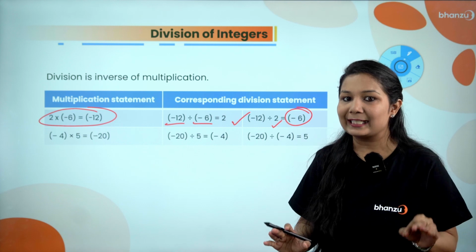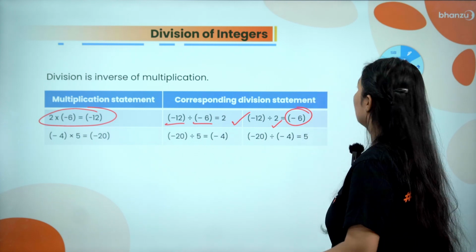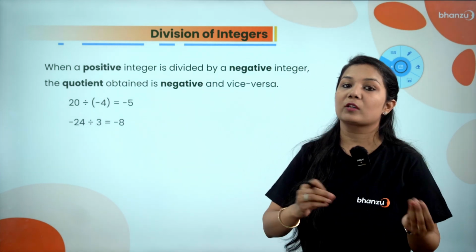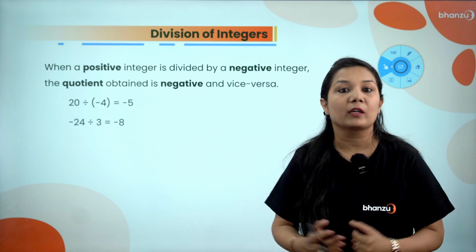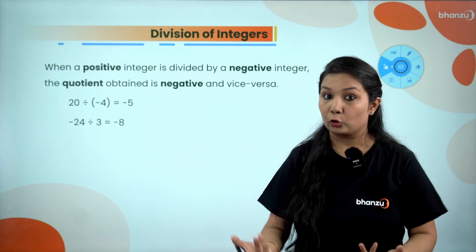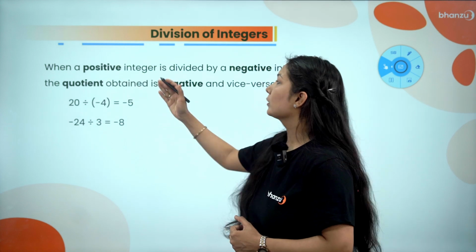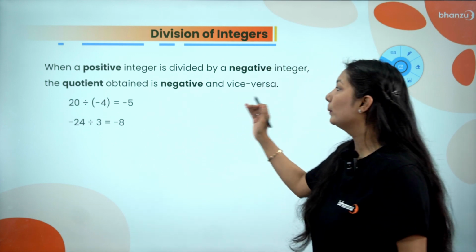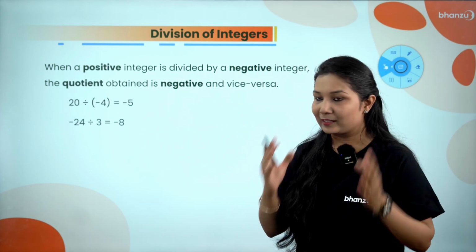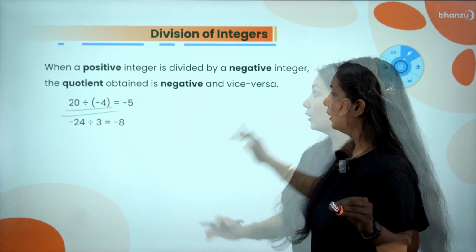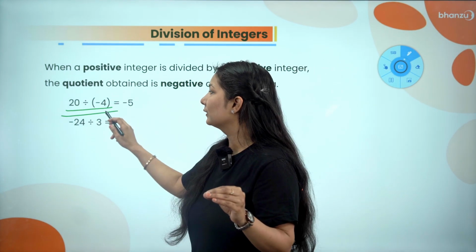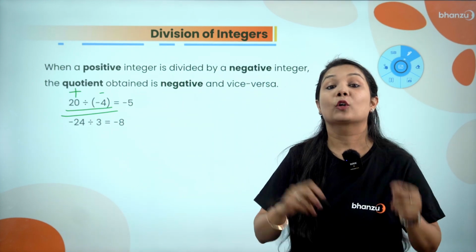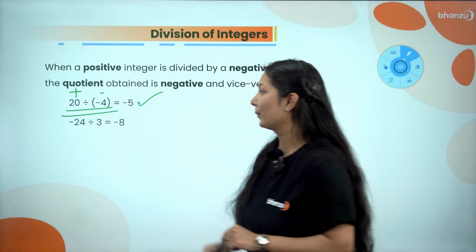Got it, everybody? Yes? So now let's move ahead to a new concept: if you have positive and negative integers division, then what happens? What will be the sign of the quotient? So when a positive integer is divided by a negative integer, the quotient is going to be negative. Why? See, if you have integer 20, what's our other integer? Minus 4. The first one is positive, the second one is negative, the quotient you get is negative.